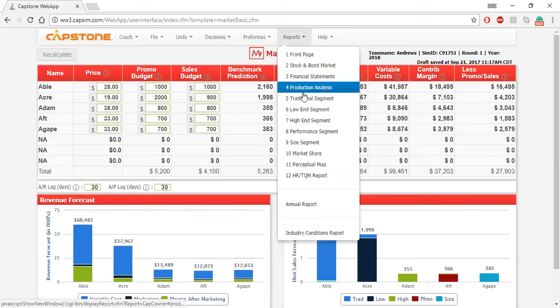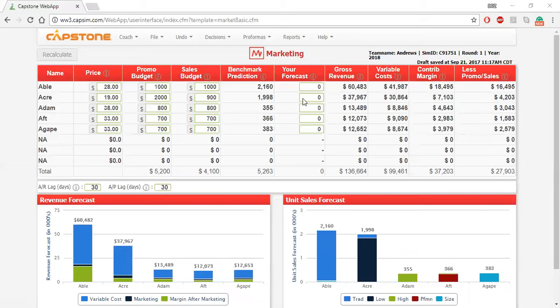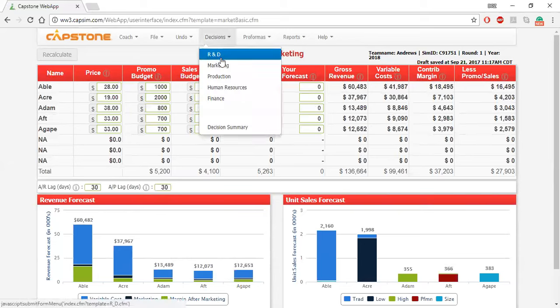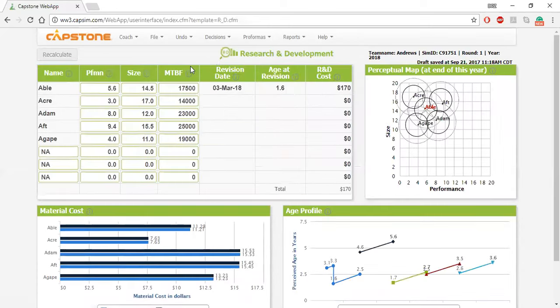Also, consider the relative importance of that criterion. So reliability for our traditional segment is only 9% of their purchase decision. The mean time before failure range is 14,000 to 19,000 hours. On our R&D page, we have that information available to us. Our Able product is in the upper end of that range at 17,500. So mean time before failure is your reliability: how many hours on average will the sensor perform before it fails? In this case, perhaps you could consider reducing your mean time before failure. And why would you want to do this? Because it's not that important to consumers. You're in the upper end of the range.